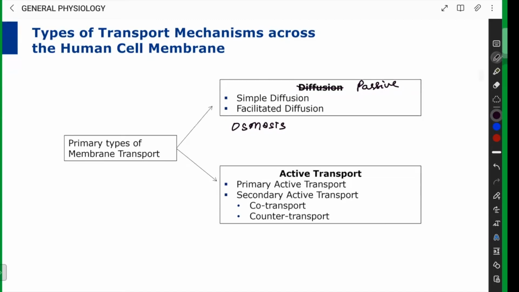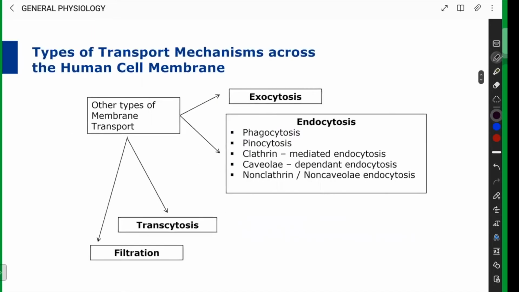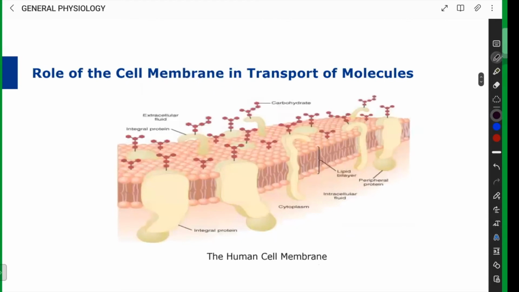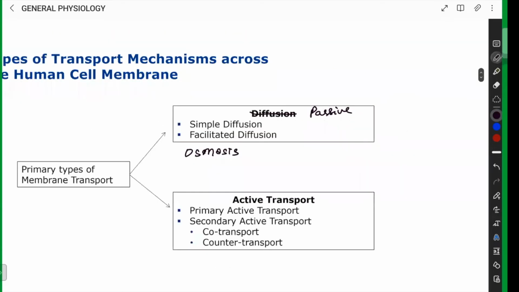What is a diffusion? Now tell me, what is a diffusion? A diffusion is nothing but a movement of molecules from the area of higher concentration to the area of lower concentration. That is your diffusion. That is your passive transport. So what happens here? Solutes are going to be moving from higher concentration to lower concentration.